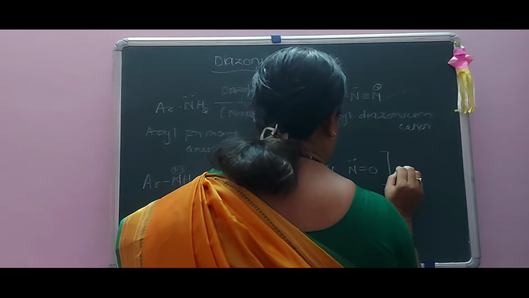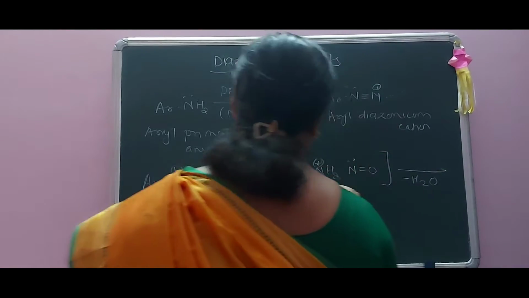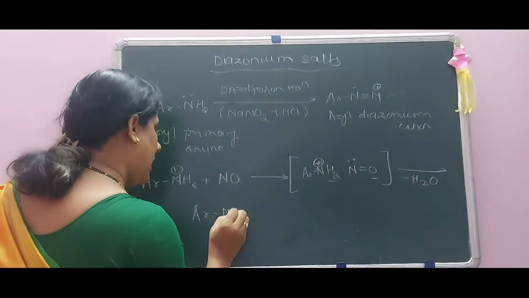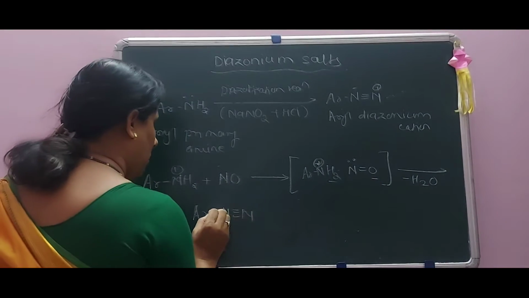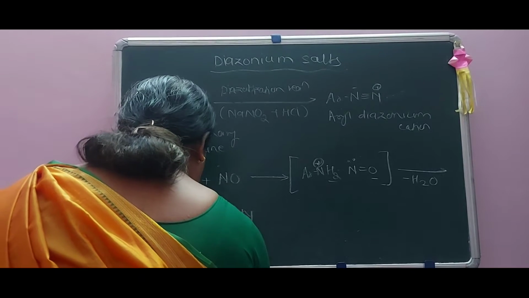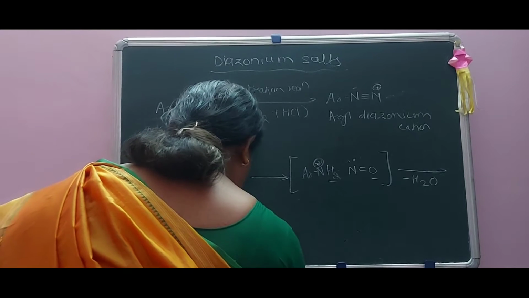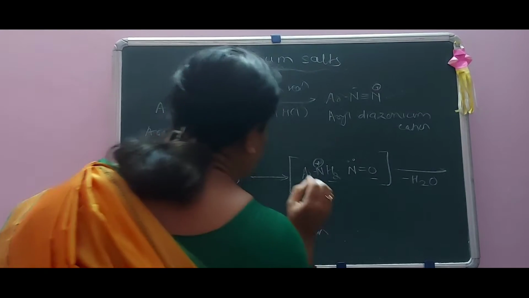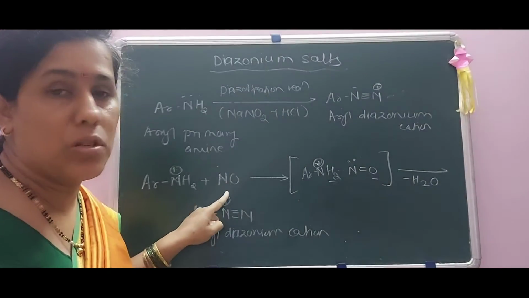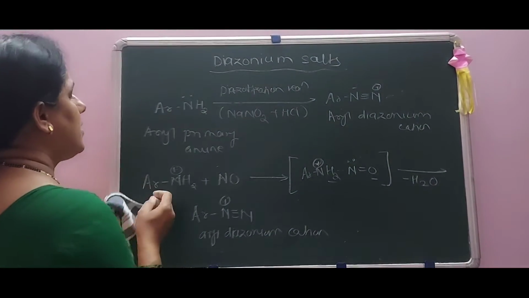Now from here, minus H2O, that is H2 and O. There is formation of Ar and triple bond N, and this is called the aryl diazonium cation. Okay. Now whatever aryl diazonium cation we get from this, the source is the nitric oxide cation. Now what is the next reaction here?